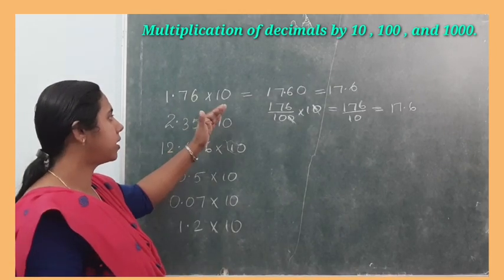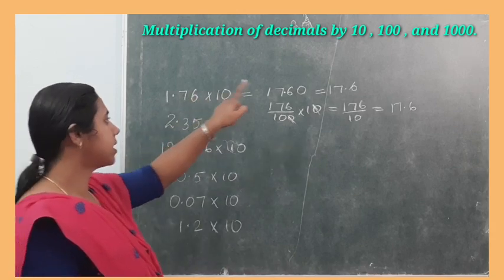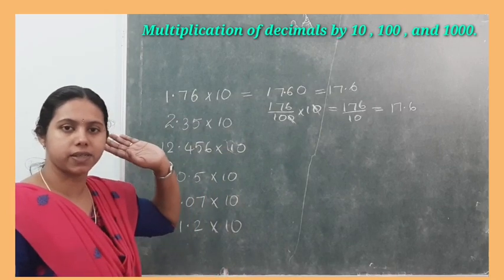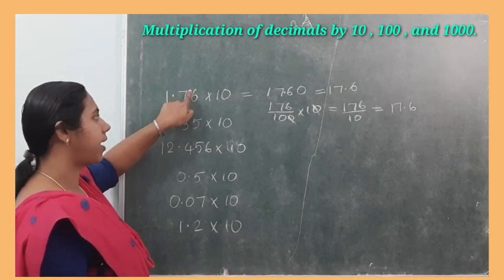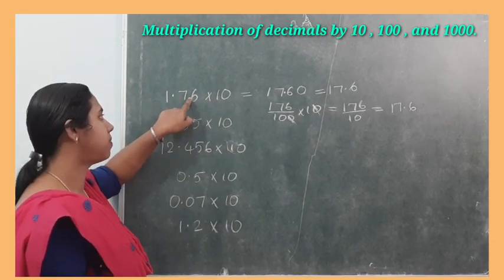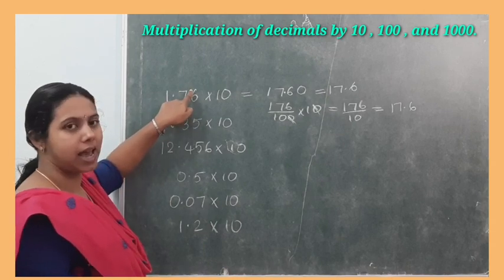When you observe this, you can see this is question 1.76. You got the answer 17.6. In both the cases, you got the answer 17.6. So the decimal point moves one place to the right. 1.76, the answer is 17.6. The decimal point moves one place to the right.